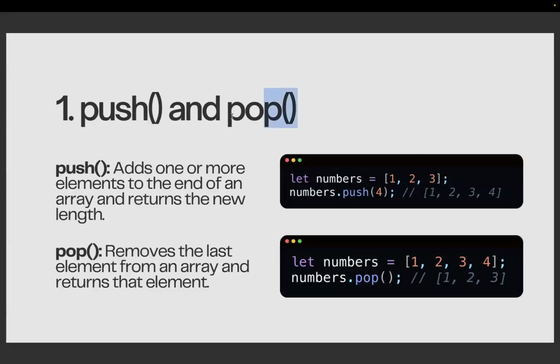And the same goes for pop. Pop removes the last element from an array and returns that element. So whatever value is returned by the pop method is the one that has been removed from the array. But again, it only removes the last element of an array. So if we have 1, 2, 3, 4, numbers.pop is going to remove the last element of this array.